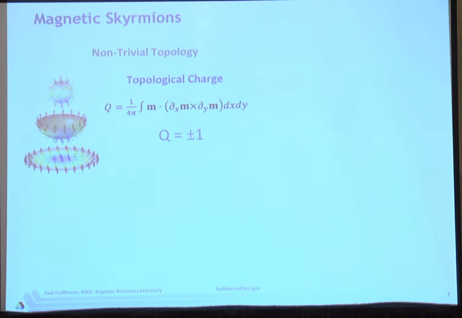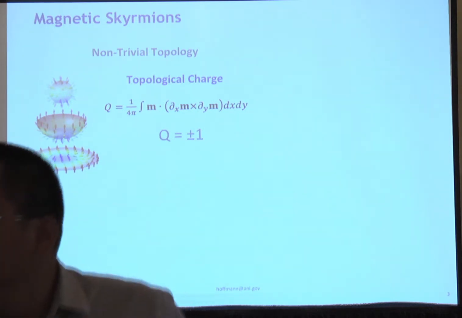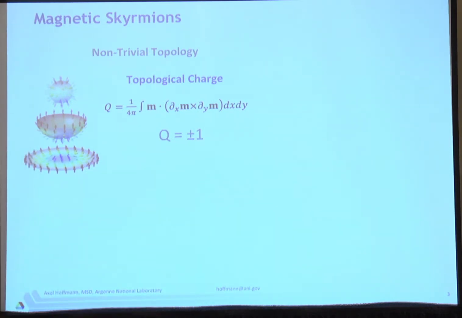Skyrmions. So you all know this by now. Magnetic skyrmions distinguish themselves by being a spin texture with a non-trivial topology. You can express this in terms of topological charge. One thing I would like to point out is that this quantity is odd in magnetization. So if you reverse the magnetization, you actually change the sign. You'll see how that is important later.